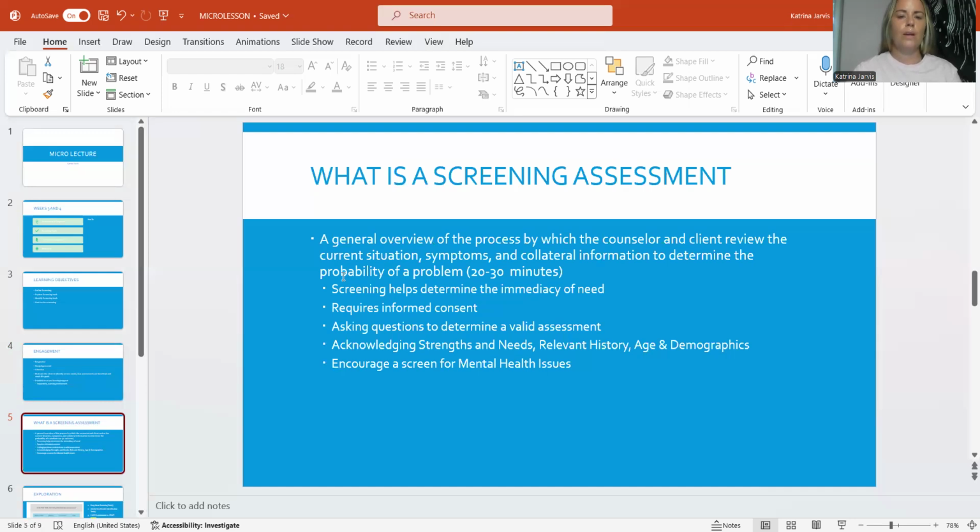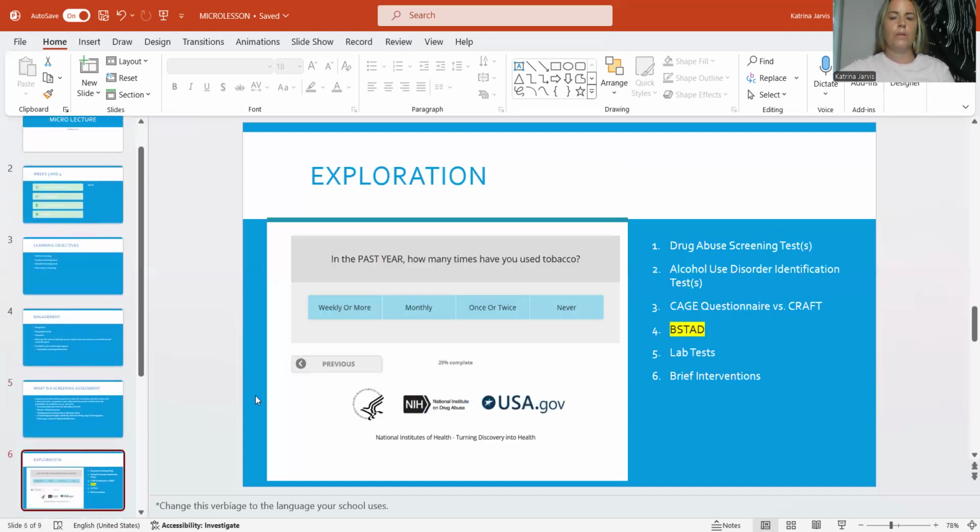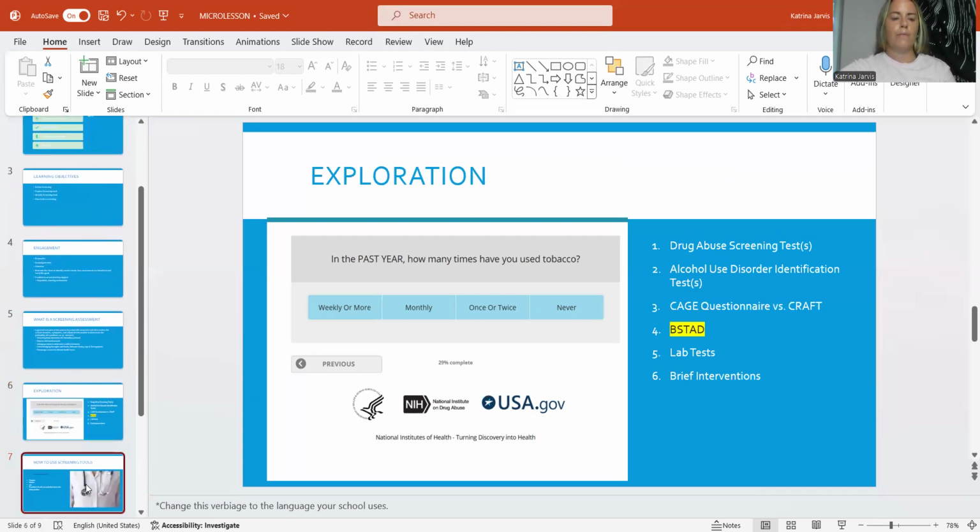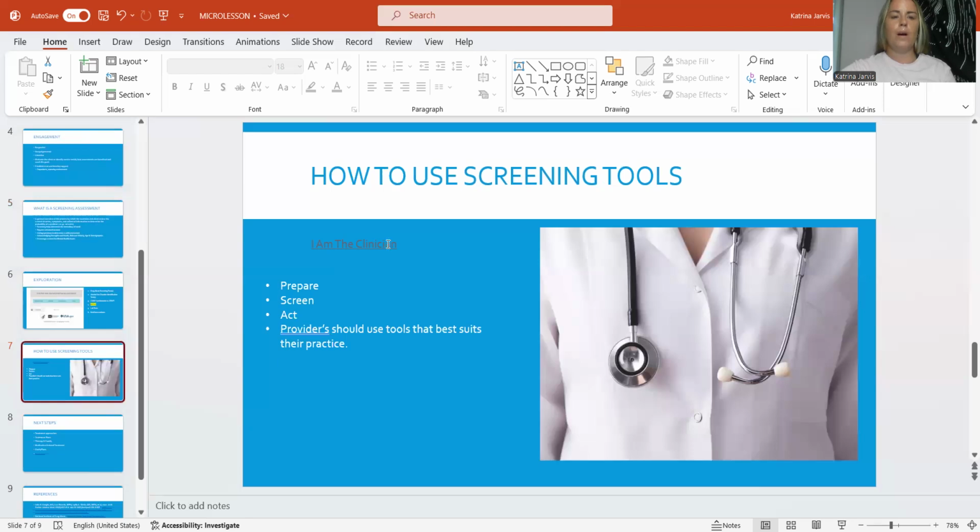So, screening requires informed consent, asking questions to determine a valid assessment, and acknowledging strengths and needs, relevant history, age, and demographics. And today, we're not encouraging a screen for mental health issues, but we're going to demonstrate a screen for substance abuse. There are lab tests such as urine tests and series of questionnaires and brief intervention. So today we are the clinician.